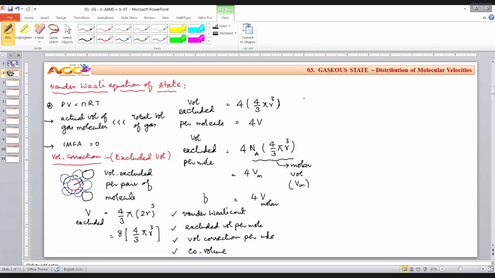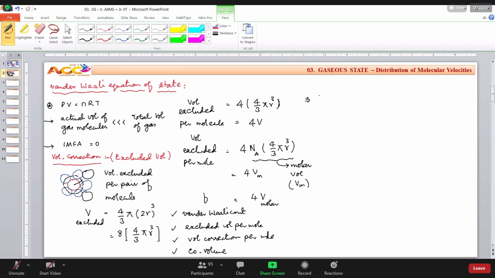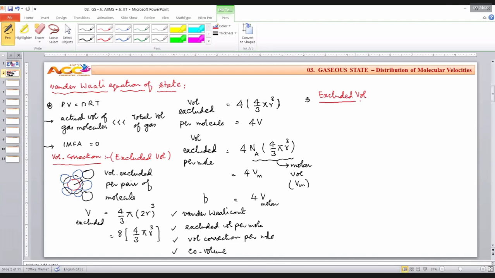This implies IIT students enjoy a game. What is the game? The game is, sir, excluded volume by molar volume. Are you able to enjoy this point? Yes, sir. Integer question. Excluded volume by molar volume is equal to 4, right? This is a question which is suitable for us. Okay, so this is one correction done.